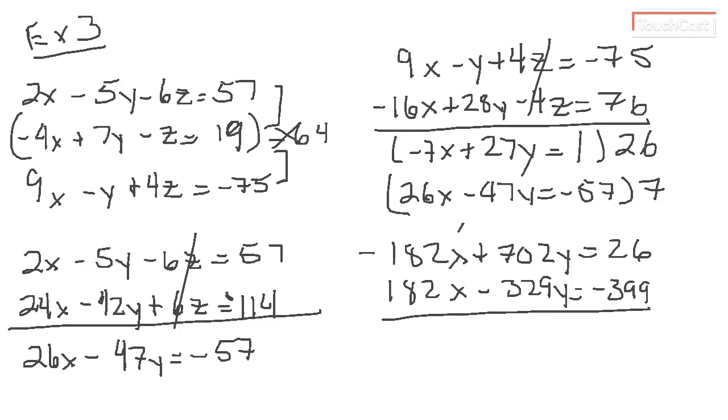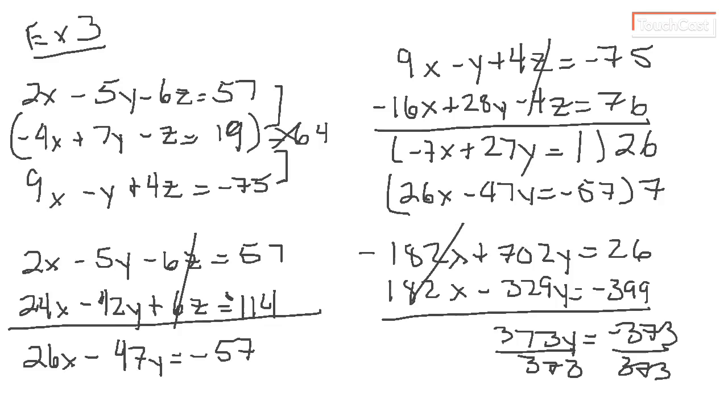So combining these, the x terms cancel out. We're going to end up with 373y equals negative 373. Divide by 373, we're going to get y equals negative 1.